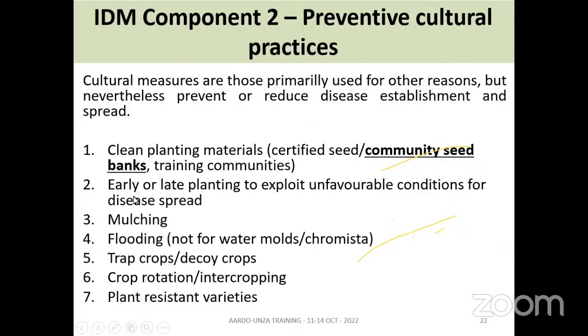Now, there are also cases where if you plant early, you avoid periods when the disease builds up in the season, depending on the disease in question. There are other cases where late planting might be favorable. But this is an important preventative cultural practice. Then mulching. By the way, the lists I'm giving here are by no means exhaustive. There are lots and lots of preventative cultural control measures you can put up.